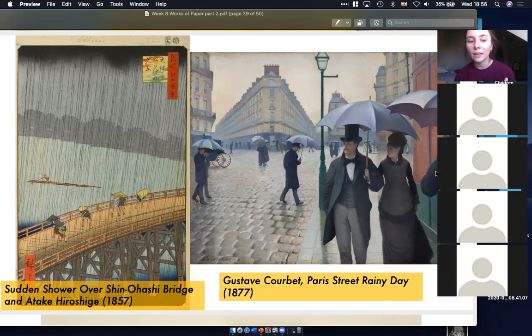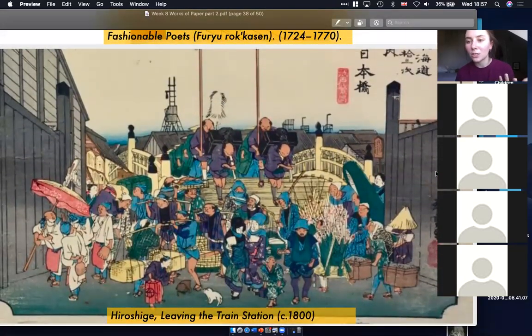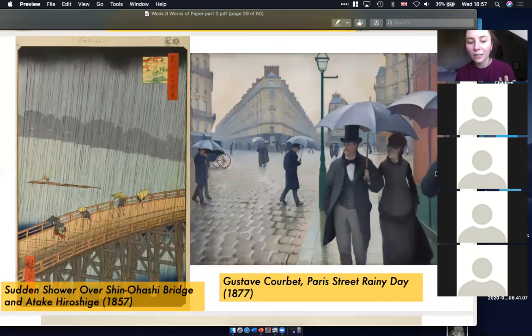But actually in Japan, artists had been painting images of people leaving, crossing bridges and walking home from work in the rain for centuries. So yeah, it's definitely an element of Japanese printing that is overlooked. And Japanese printing really inspired the Impressionists. So I just think this comparison is useful.